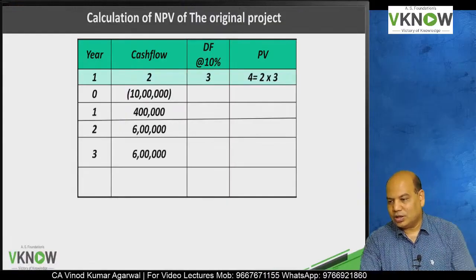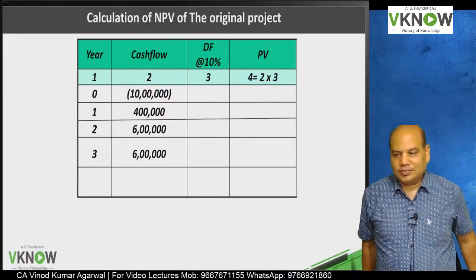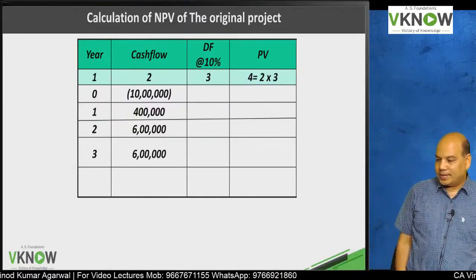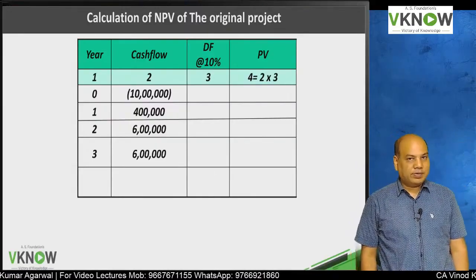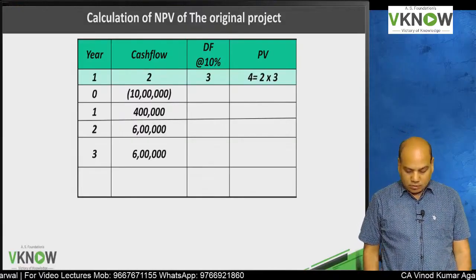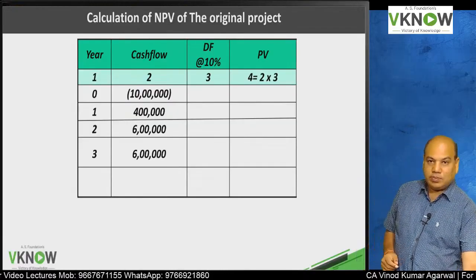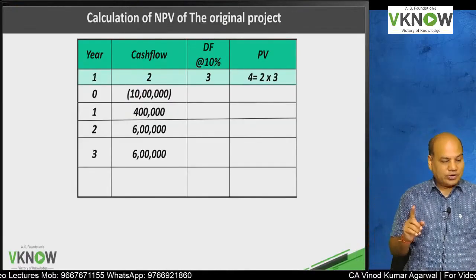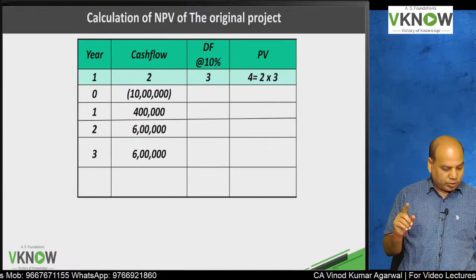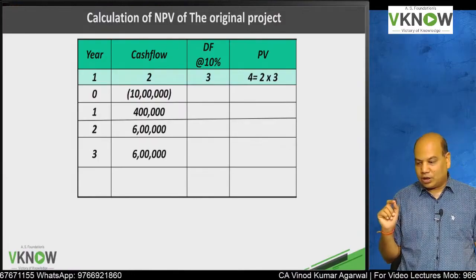So first you write down year 0, 1, 2, 3. In year 0 you have an investment of 10 lakh. Then year 1 you will write there in bracket. I have not written, but I will instruct you to write 20 rupees into 20,000. 20 into 20,000, 4 lakh.